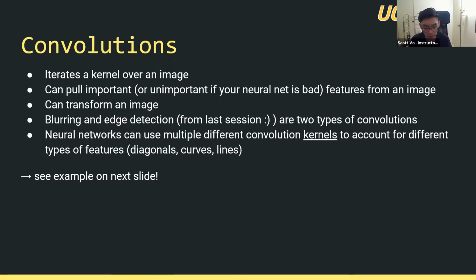And the cool thing is, if we have a big kernel with a bunch of very specific values, we can actually check for specific features. So in our case of the numbers, we can have a kernel that's really good at detecting a curve at the top of a number. It would give a really high value for a 9, for example, or a 2. But it would give a low value for a 1 or a 4, right?